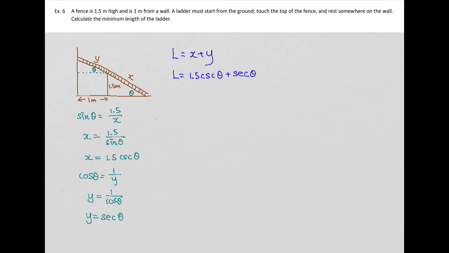Then we're going to find the restrictions of our domain, theta. Because it is a right triangle, that means this angle is already 90. That means the maximum angle that theta can be will be almost 90, but not 90 degrees. Same thing, the minimum will be almost 0, but not 0 degree. After we have the equation with only one variable in the domain, and we have the domain, then we can differentiate. So L prime will be negative 1.5 cosecant theta cotangent theta plus secant theta tangent theta.